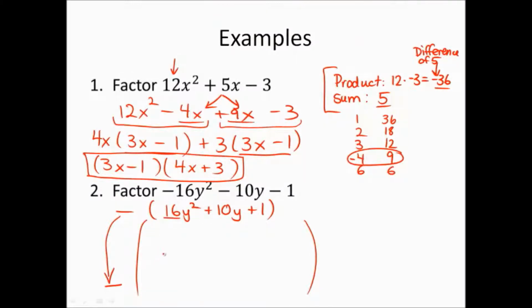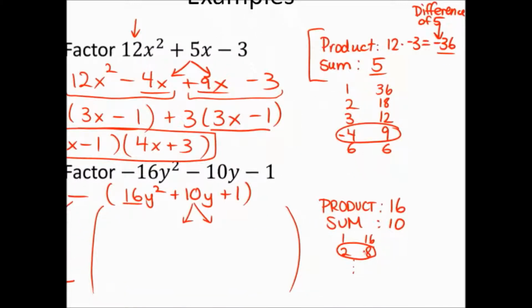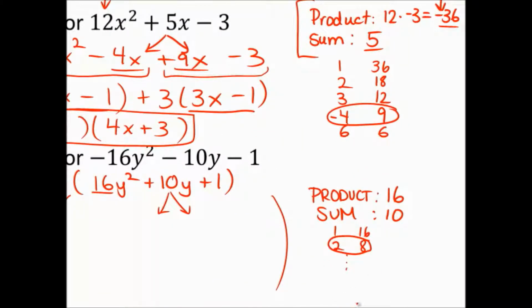Because the leading coefficient is something other than 1, we want to split the middle term into two numbers such that the product is going to be 16 times 1, which is 16, and the sum is going to be 10. So what two numbers multiply to 16 and add to 10? You have 1 times 16, 2 times 8. Oh, I think that's it. You could keep going, but 2 times 8 is it. There's always one option within here that will work.